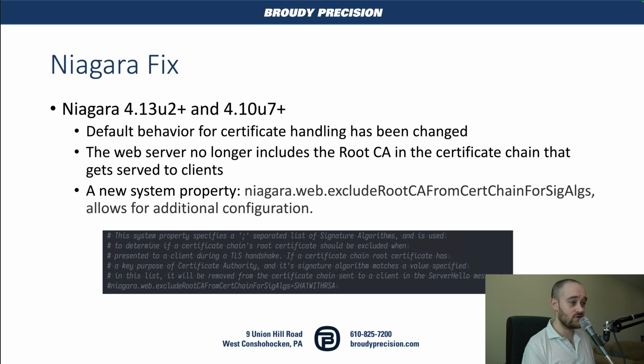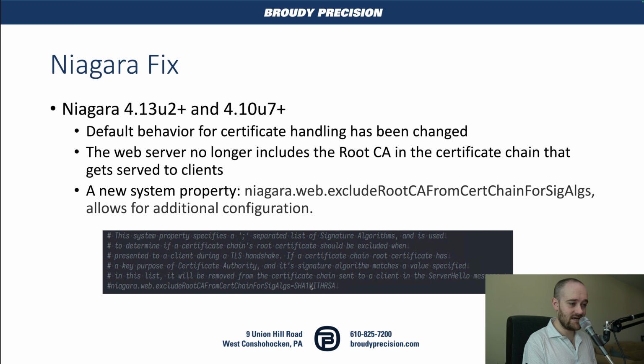And that is, the web server is no longer going to include that root CA in the certificate chain that it serves up to your users. Even if you have it in the certificate chain when you brought it into Niagara, the web server will strip it out and no longer serve it to clients because it knows that it's problematic to send that over the wire. So the way that they've done this is they've added a new system property in the system.properties file, and it is niagara.web.excludeRootCAFromCertChainsForSigAlgs, and by default they are including the SHA-1 with RSA signature algorithm within that.